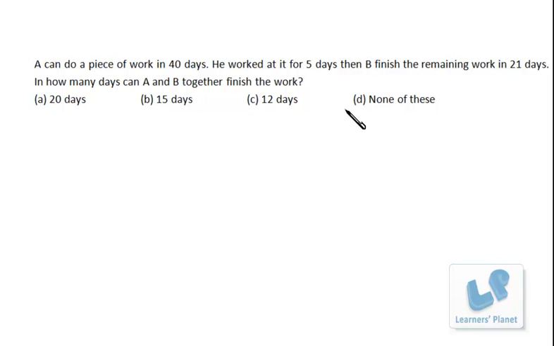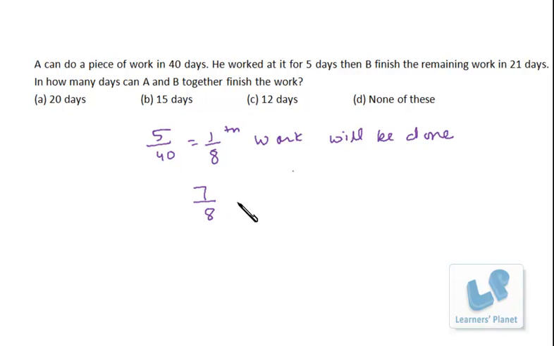That means 5 by 40, that is 1 upon 8th of the work will be done in this duration, right? Now how much work is left? It is 7 by 8. Now if B is doing 7 by 8 of the work in 21 days, that means the complete work, that is 1, he will be taking 24 days.